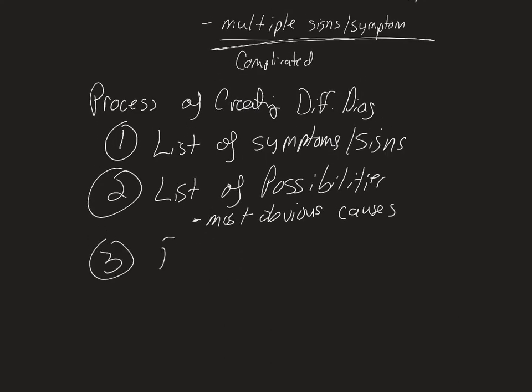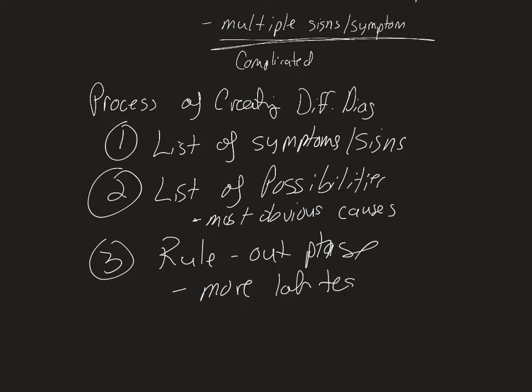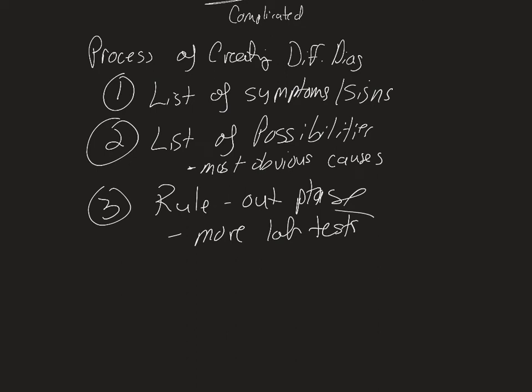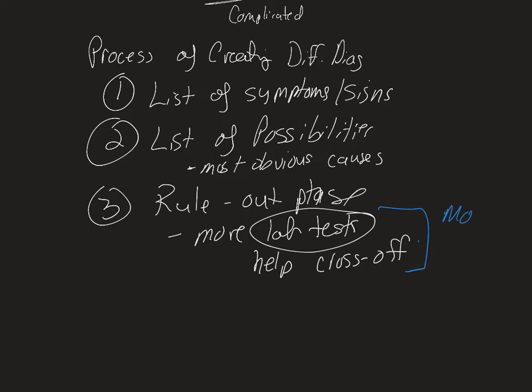So the next step is the rule out phase, okay? And you rule out things by doing more tests. A lot of times it's lab tests. Other things can be involved as well. But basically, you collect more data, all right? And then the idea is that these lab tests help cross off the less likely candidates for the diagnosis. That does not mean that the result is always true, okay?